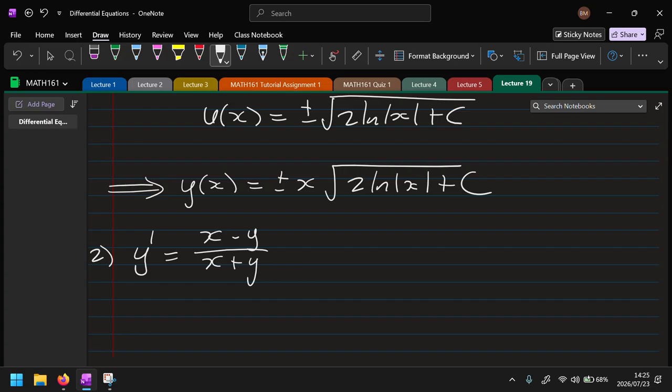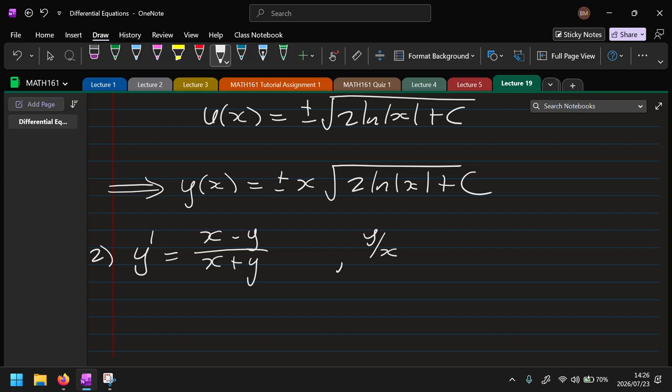Now with this one, again, we go through our checklist. It might be separable, might be homogeneous, might be linear. Again, we'll look at that later. So here, this is definitely not separable. We've got x minus y and x plus y, so that's not going to help us. But is it homogeneous? Can we write this as something like y over x?